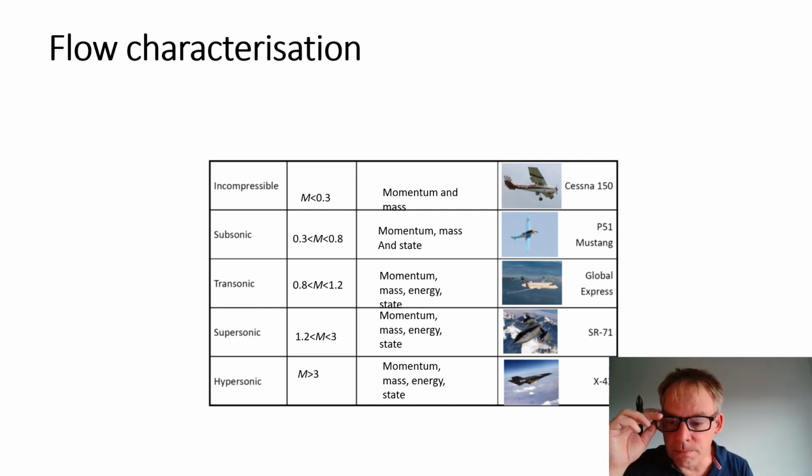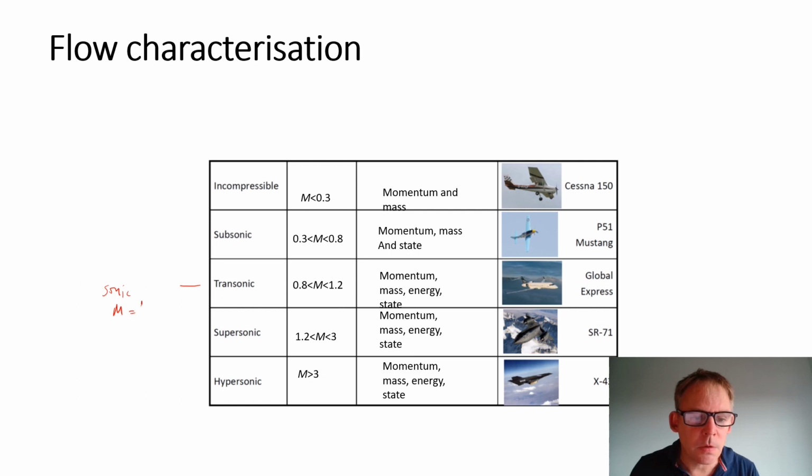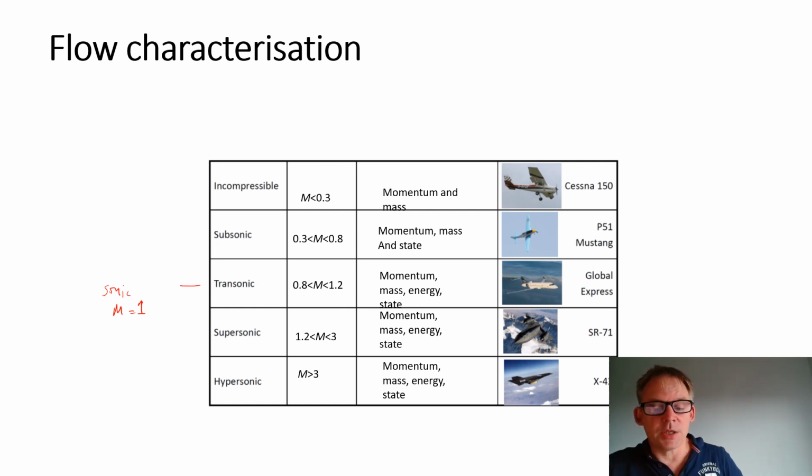So now we have our characterization of Mach number. As we said before, when Mach number is 1, it's sonic. And we've got various classifications. Now, for the full case, where we've got supersonic flows, we need to solve momentum, mass, energy, and state equations all together. And that adds a great deal of complexity.